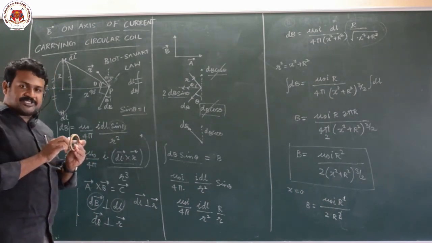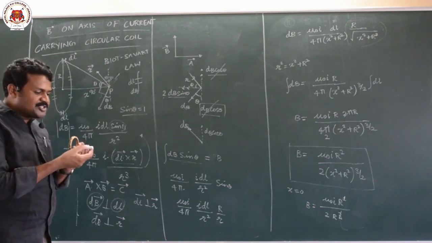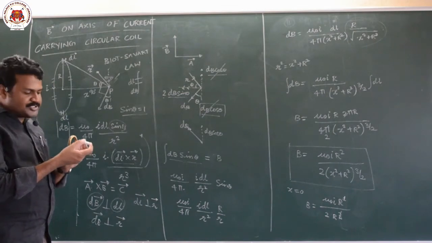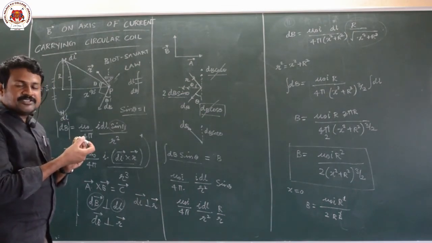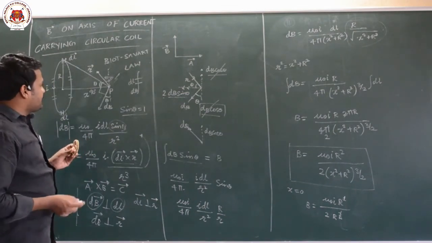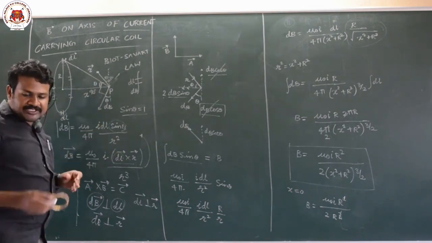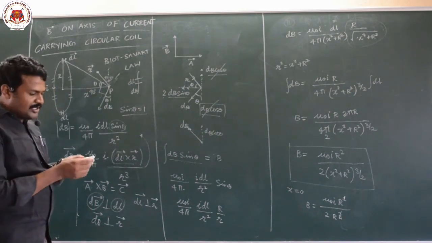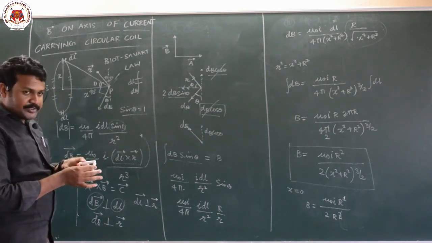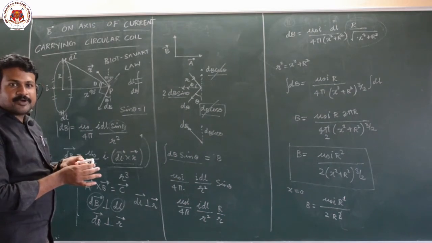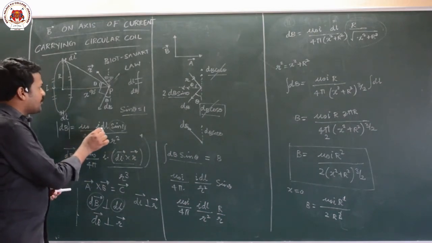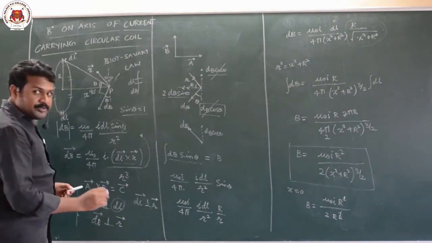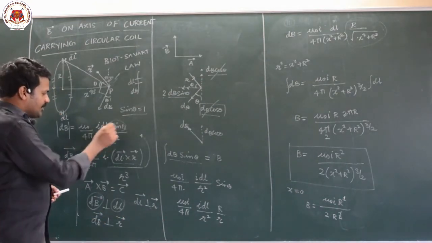The coil is present in the YZ plane, but you are finding the field on the x axis. If you take it like this, this is 90 degrees. Again, if you take the direction of the magnetic field, this is r, and the magnetic field will be like this. So all three will be perpendicular: dl is perpendicular to r, and dl is perpendicular to B.